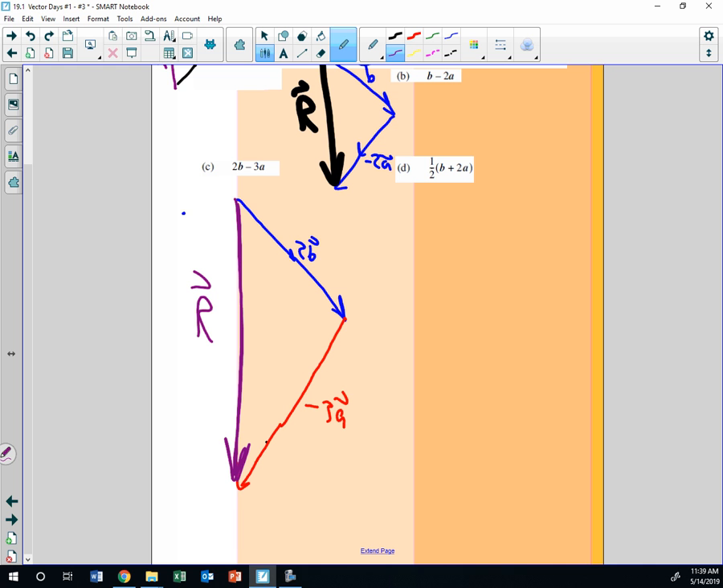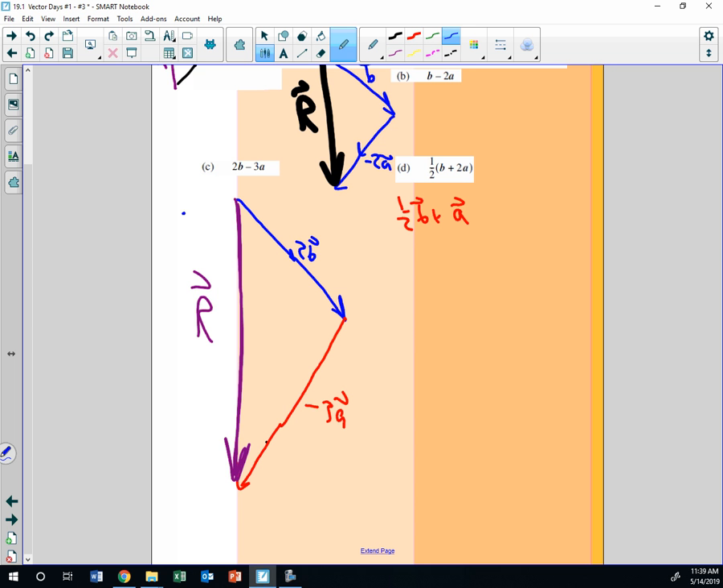Show me with your iPads what you had for C. Okay, going down, down, down, all right, good. And then the last one is just half b plus half of 2 is 1a.